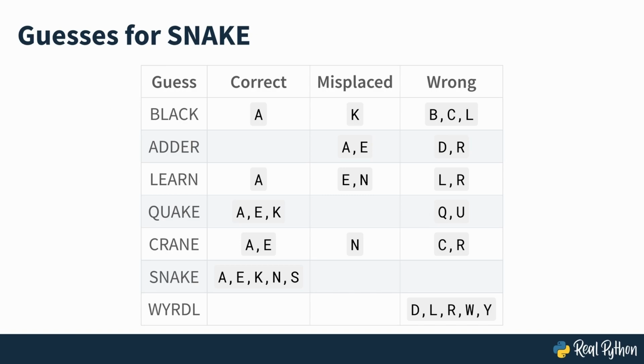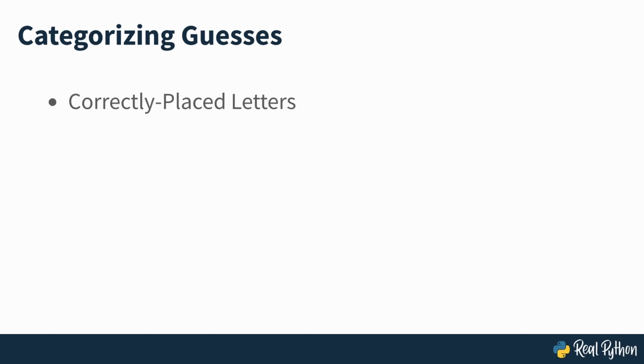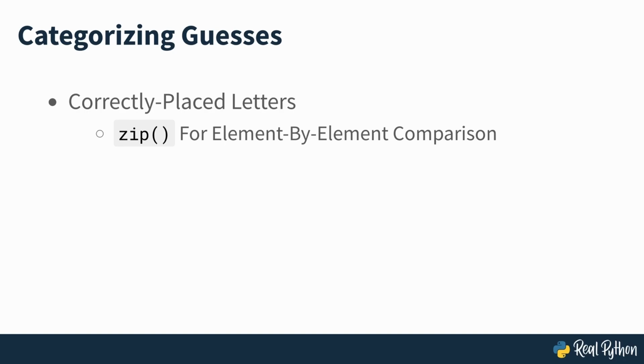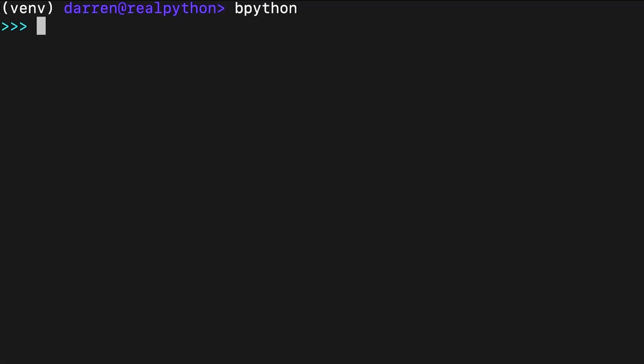But how can you find out which letters belong in each category? You'd start by figuring out which letters are correctly placed. Python's zip function is great for doing element-by-element comparisons of 2 sequences. In this case, you're comparing the letters of 2 strings.